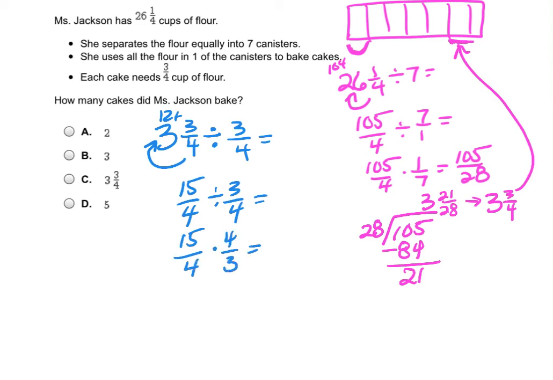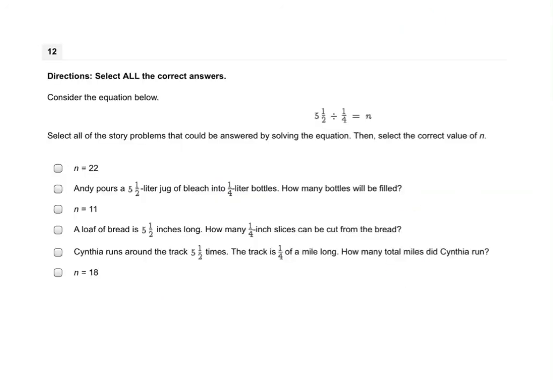Now some canceling can happen here. 4 divided by 4 is 1. 3 divided by 3 is 1, and 15 divided by 3 is 5. When I multiply across, I get 5 over 1, or 5 cakes. Ms. Jackson can bake 5 cakes.